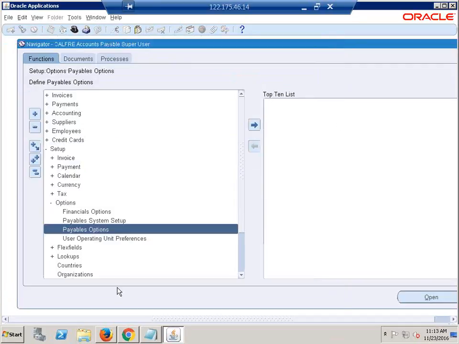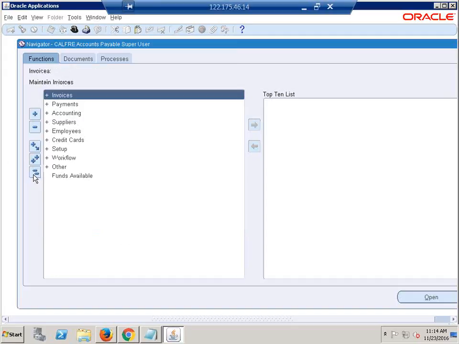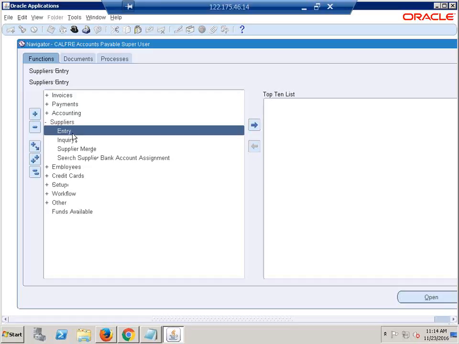Enable the Create Interest Invoice option at supplier level, not site level. Remember. Go to Supplier. Or the navigation to Supplier: Suppliers. If I open, then it will come up. We are in Payables, Suppliers, Entry.